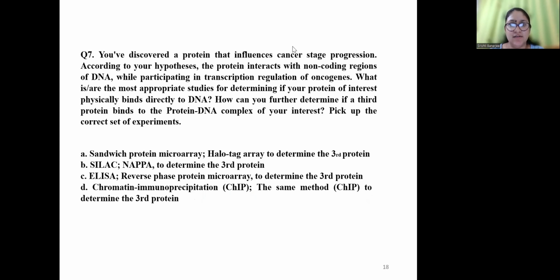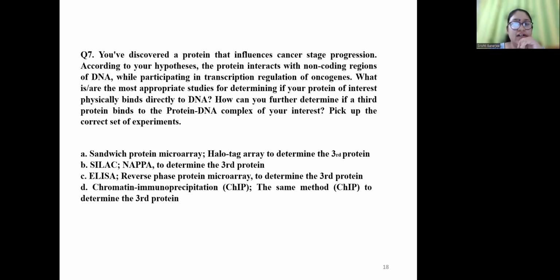Is this the answer? You feel it's A. How can a sandwich protein microarray detect a third protein? Okay, first let me discuss the question.